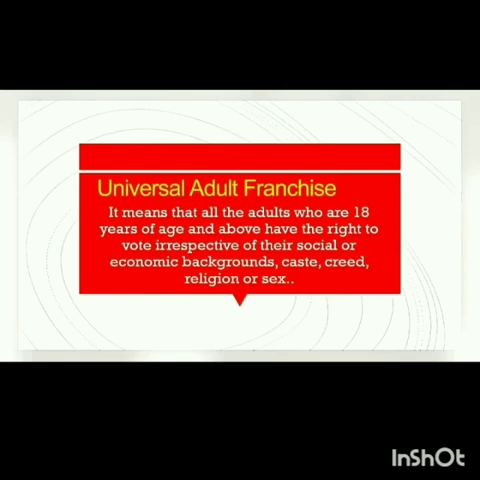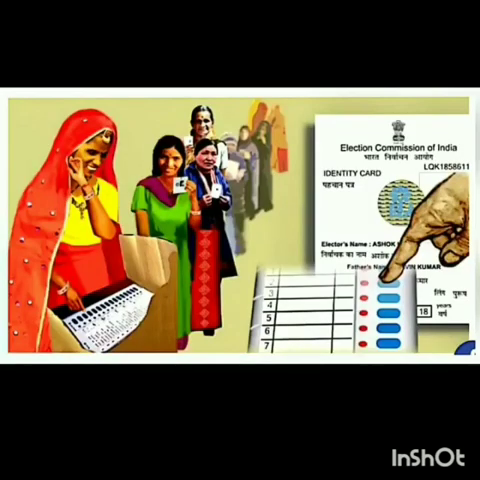The idea of universal adult franchise is based on the idea of equality, because it makes the citizens of a democratic country equal. Everybody has one vote. So it is based on the idea of equality. Now see this picture. What is shown in the picture? Many people, irrespective of their caste, age, sex, education, their social background, are standing in a line and one woman is casting her vote.